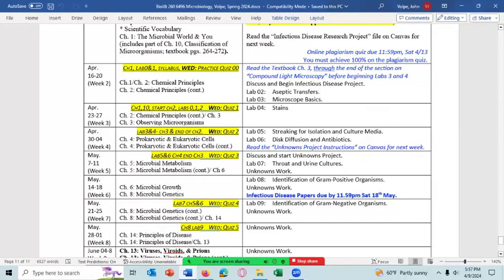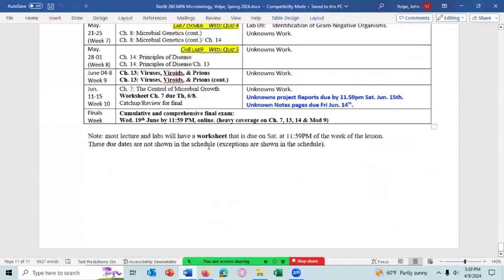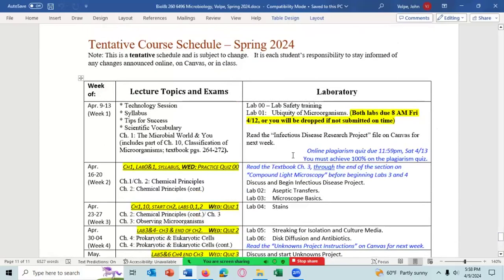Do realize that generally each week you will be having a lecture and a lab assignment, and that's not shown on the schedule. And that those assignments, the worksheets, will be due generally at Saturday at 11:59 p.m. There is an exception, and the exception is stated in the syllabus. Both labs for week 1, meaning lab 0 and lab 01, are due at 8 a.m. Friday, April 12th. And if you do not turn those in on time, you will be dropped from the class. Any question about any of that?